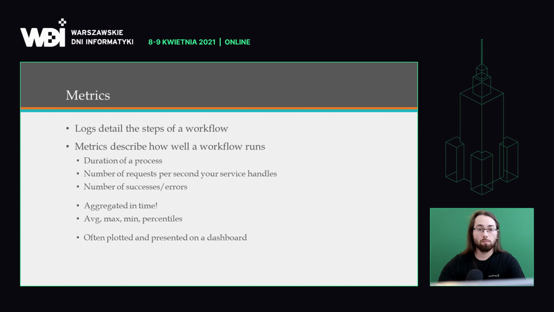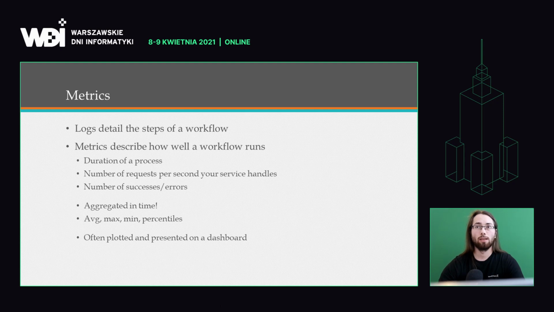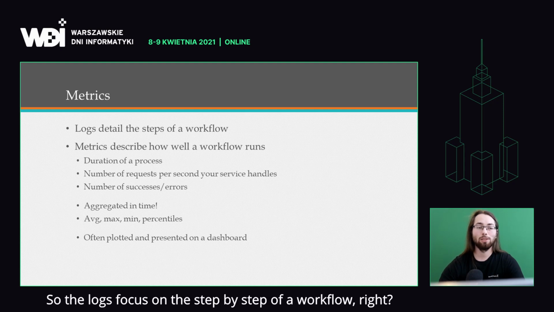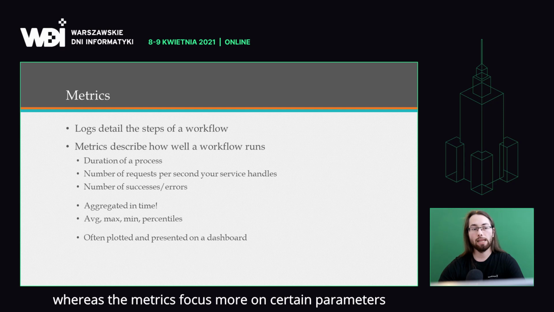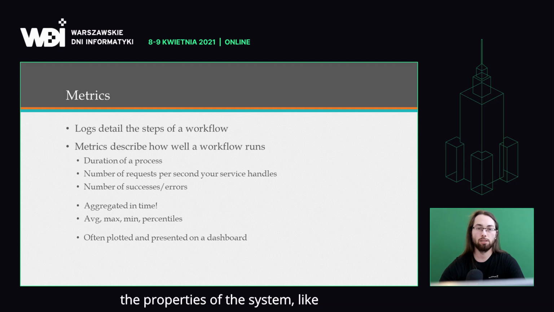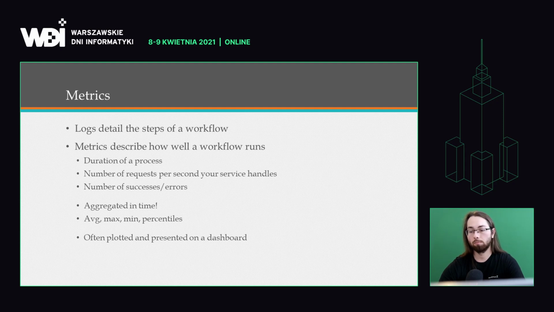Okay, so these were the logs, and now the metrics. The metrics are a special kind of logs. So the logs focus on the step-by-step of a workflow, right? To allow you this debugging power. Whereas the metrics focus more on certain parameters, the properties of the system, like how long it takes to run a given piece of workflow, how many times it succeeds, how many times there's errors, etc.